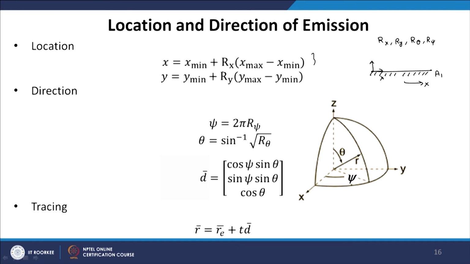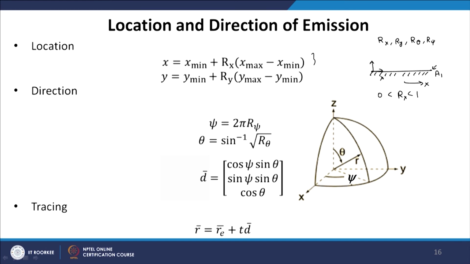The value of Rx will vary from 0 to 1, it is uniformly distributed. If the value of Rx is 0, then we have x to be 0, that means the point of emission lies at the left end of the plate, and if Rx happens to be 1, then our point of emission will be at the other end of the plate, and this value mostly will be between 0 and 1. So, we get a uniform distribution of x coordinates, and similarly we get a uniform distribution of y coordinates.